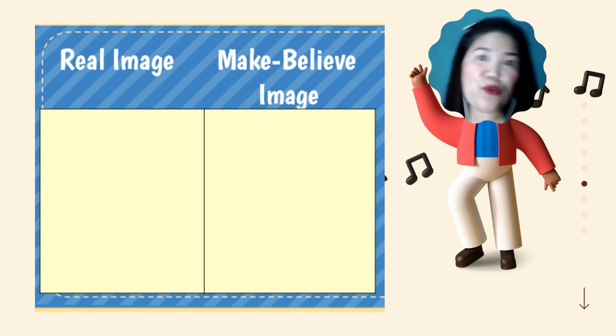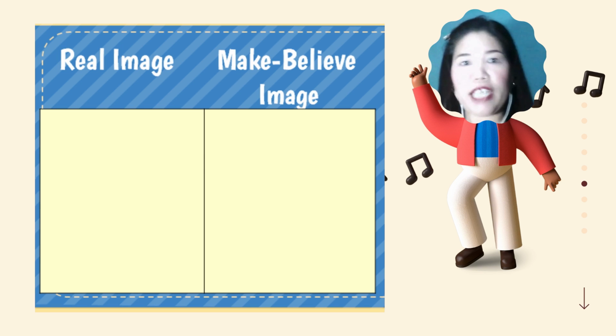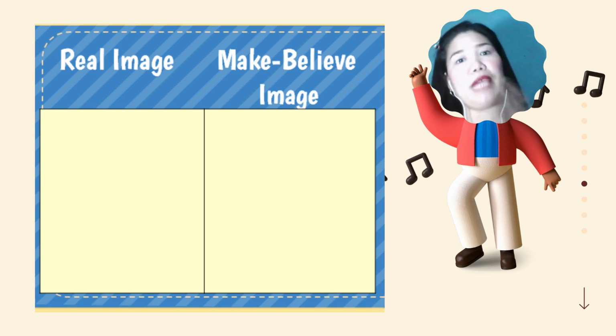So I hope you appreciate the poem and you understand what the poem wanted to tell you. So in your notebook, you may want to make a chart like this one on your screen. There will be two charts because you will make two images: one real image and one make-believe image based on the poem that we have read a while ago.